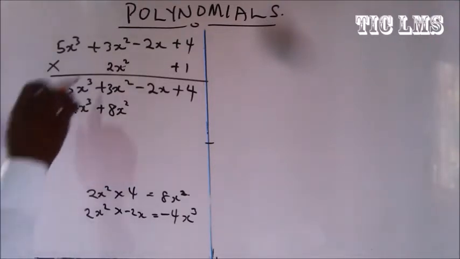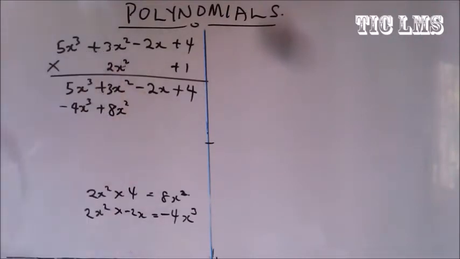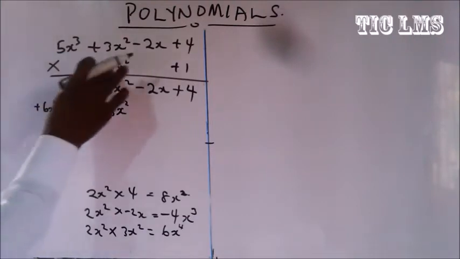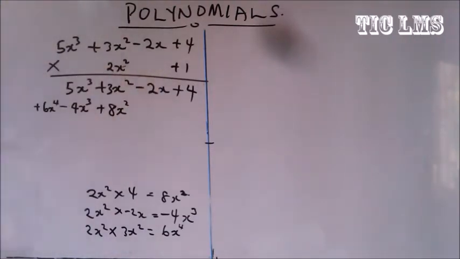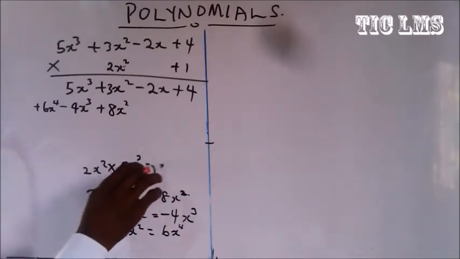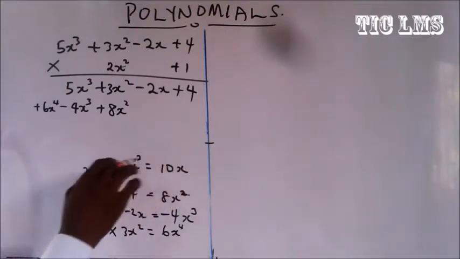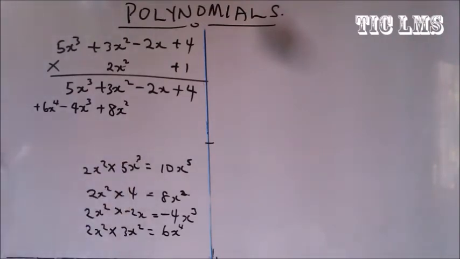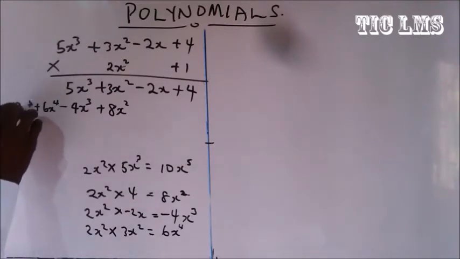Here we have a plus. Next, we have 2x squared multiplied by plus 3x squared. 2 times 3 gives us 6x. 2 plus 2, that's 4. And so we have plus 6x raised by 4. Next, 2x squared multiplied by 5x raised by 3. 2 times 5 is 10x. This is 2 plus 3, that's 5. It's not going to be 2 times 5 because these are powers. We obey the law of indices. So we have plus 10x raised by 5.